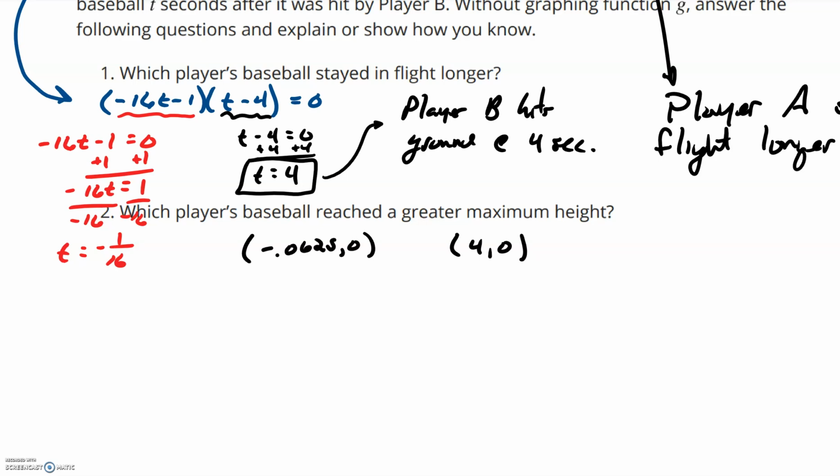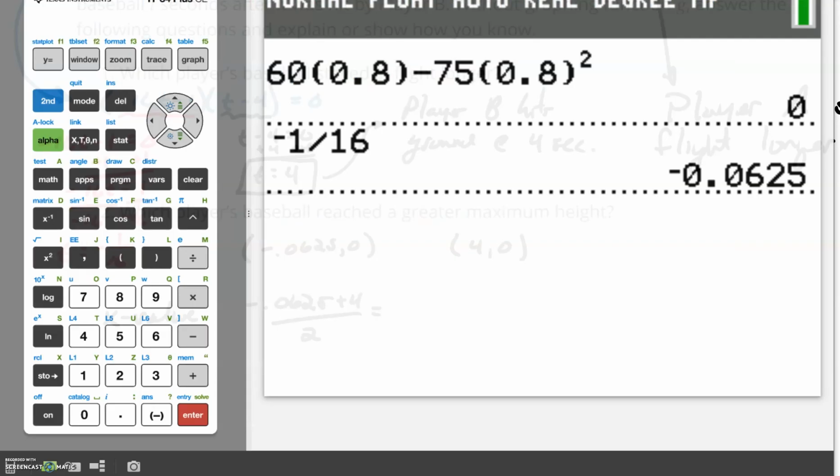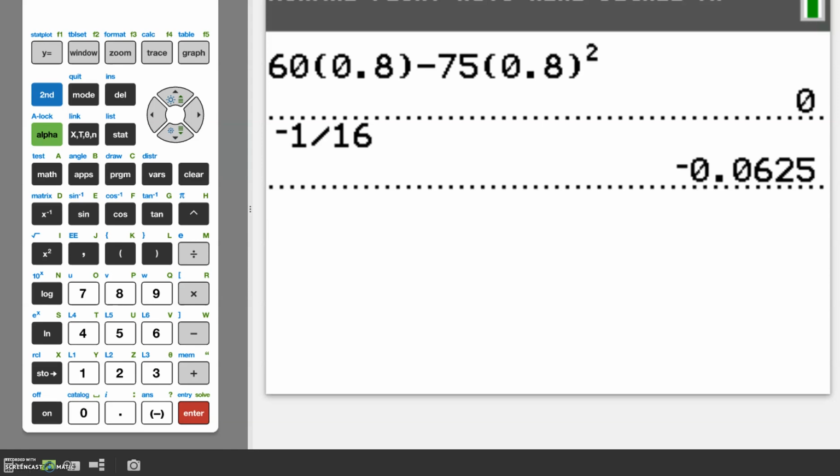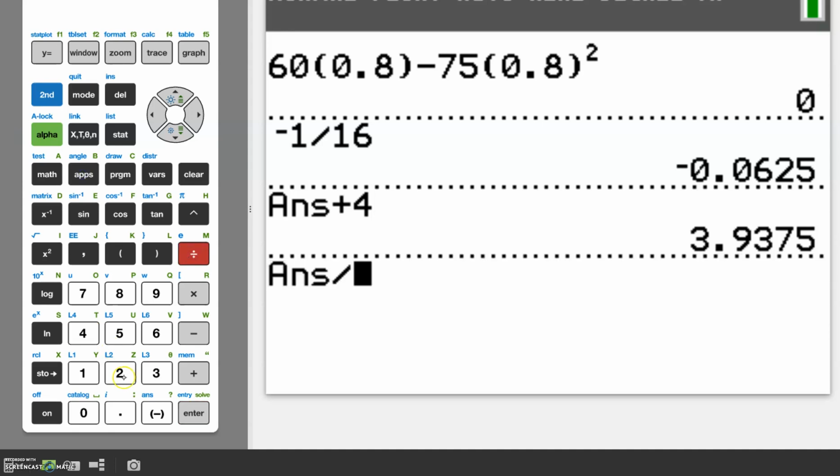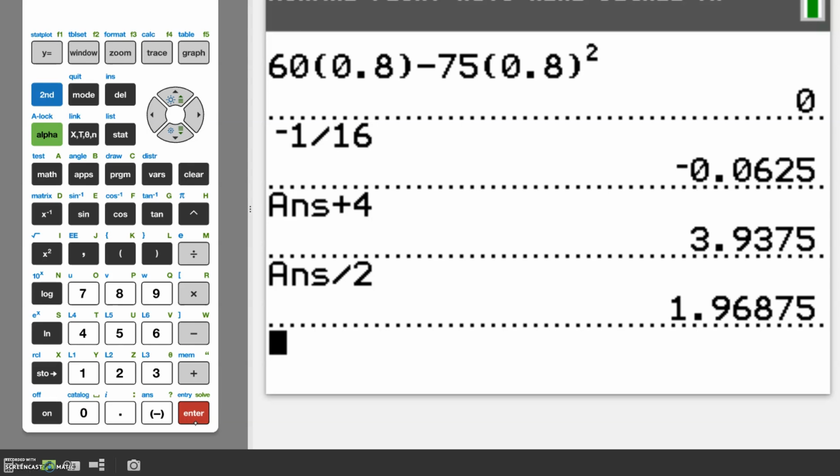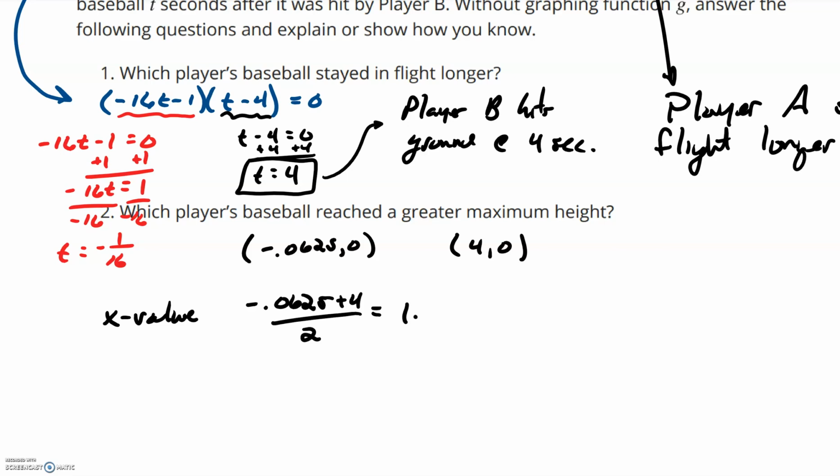Remember, to find the vertex, we have to average the two for the x value of the vertex. So I'm going to take the negative 0.0625, add 4, and divide by 2. And that tells me at 1.97 seconds, that will be how long it takes to get to the maximum height.